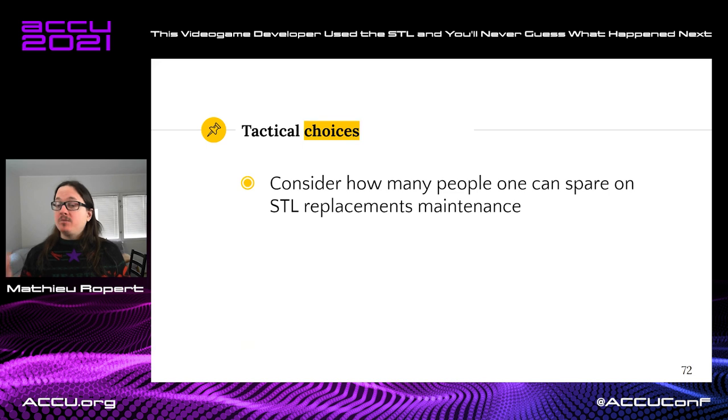So I think you have to be tactical if you want to use a replacement. Consider how many people your company can spare on a drop-in replacement. Sure, if you're Google or a huge company that has, I don't know, hundreds of people dedicated to doing low-level engine stuff, you can probably do it. But the smaller your team gets, the less time you will have to actually keep that thing in line compared to just upgrading your compiler from time to time.